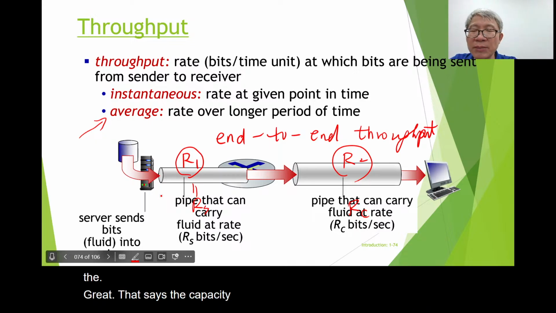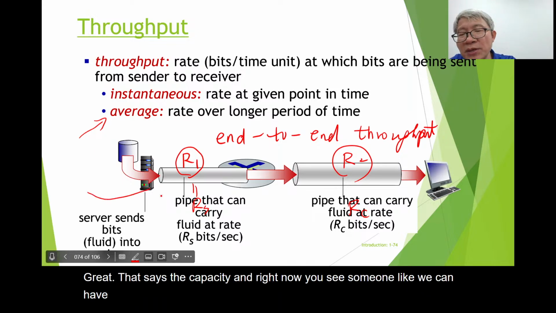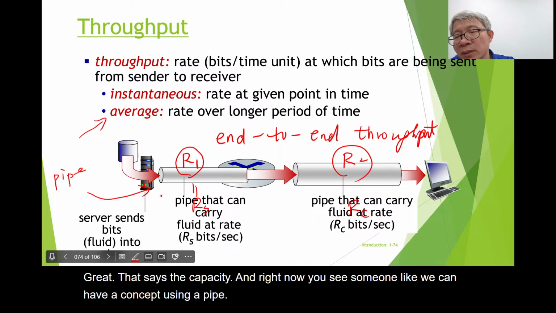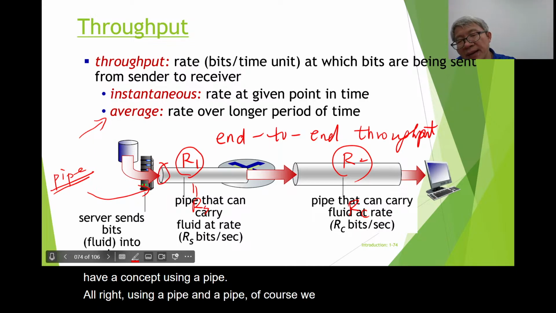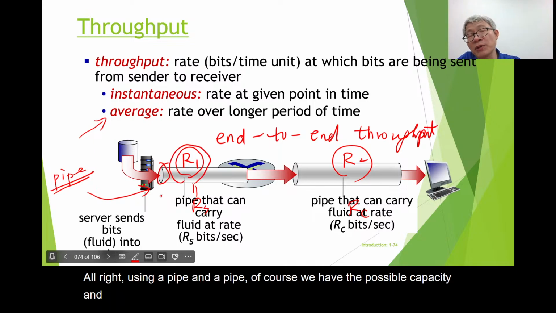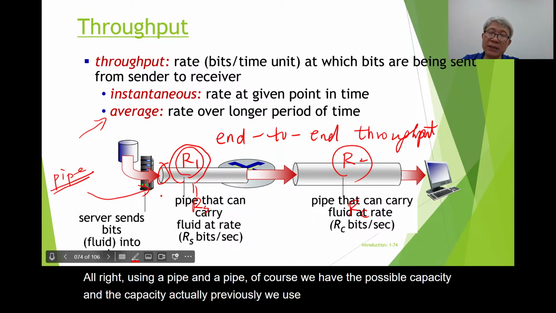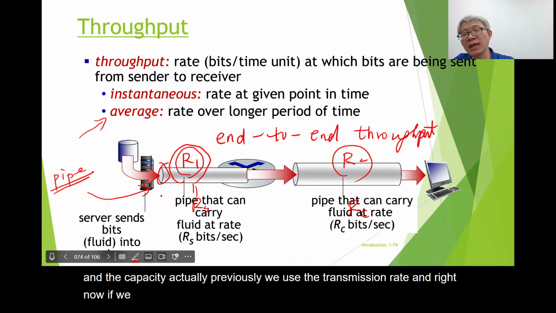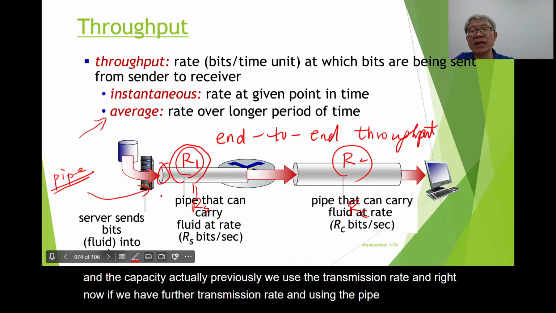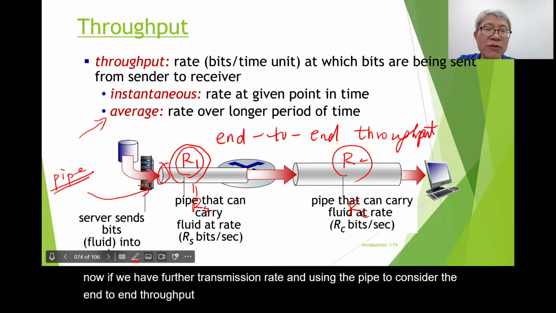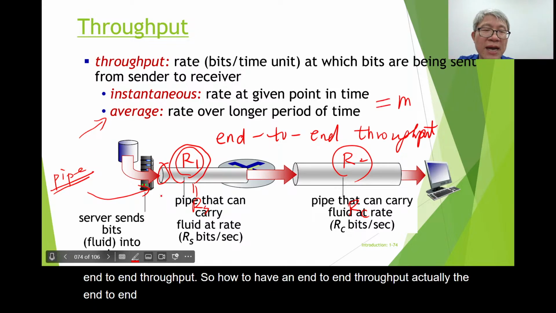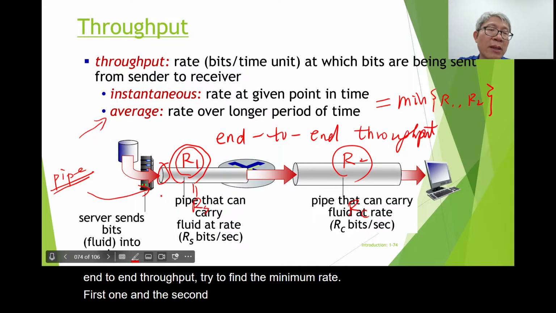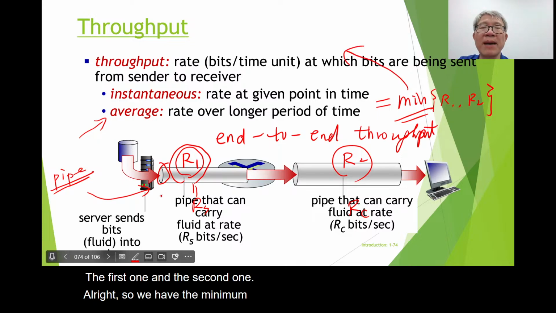And right now, we can use the concept of a pipe. And a pipe, of course, has a capacity. Previously, we used the transmission rate for the capacity. Now, using the pipe to consider the end-to-end throughput, how do we get it? Actually, the end-to-end throughput tries to find the minimum rate, of the first one and the second one. The minimum says we try to find the bottleneck.